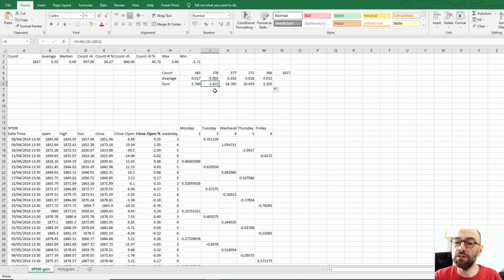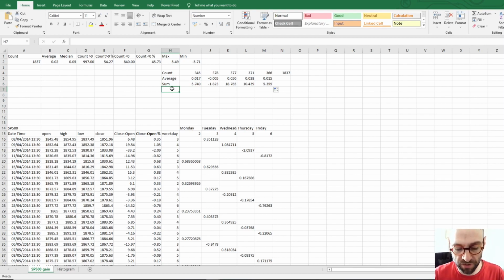5.74%. And interestingly enough, the gain for Tuesdays is negative. We would be losing 1.8% if we were only to consider the Standard & Poor's data for Tuesdays. And again, look how different this value is for the Wednesday, the Thursday, and the Friday. So there seems to be a bit of seasonality again at first glance.